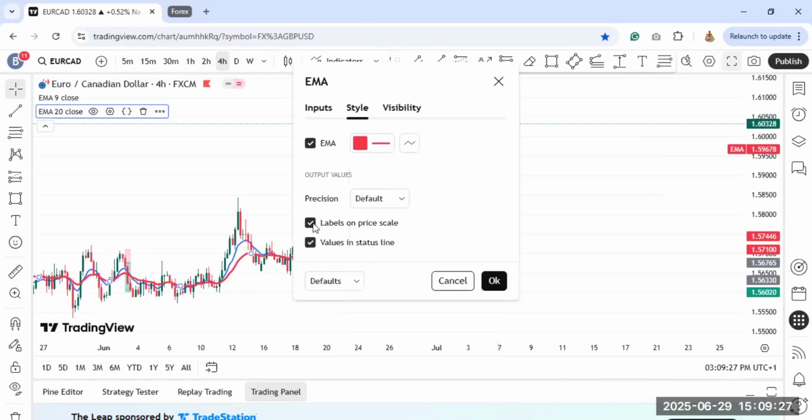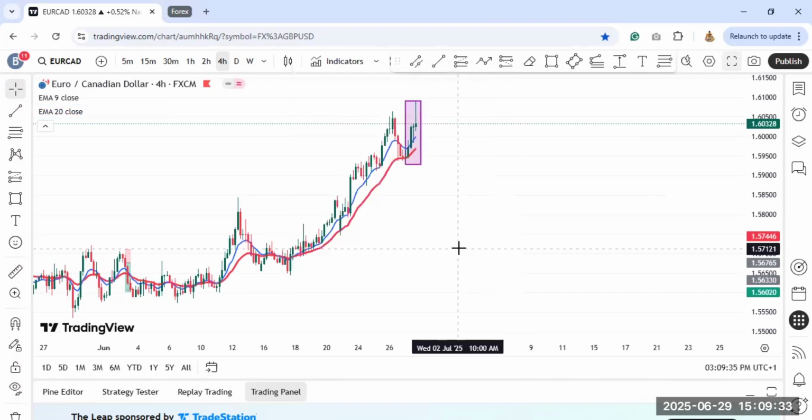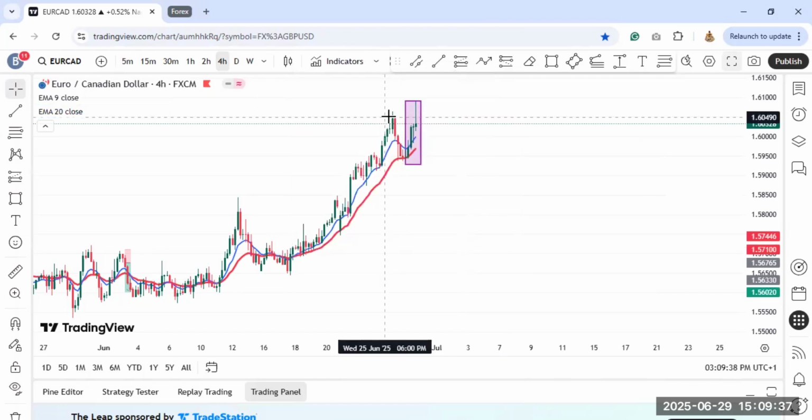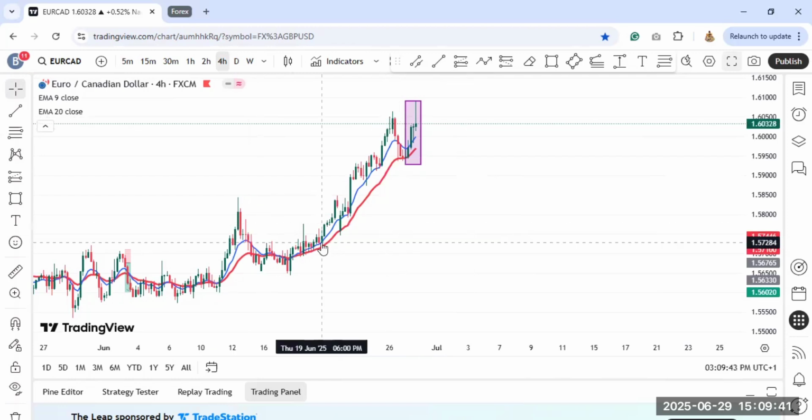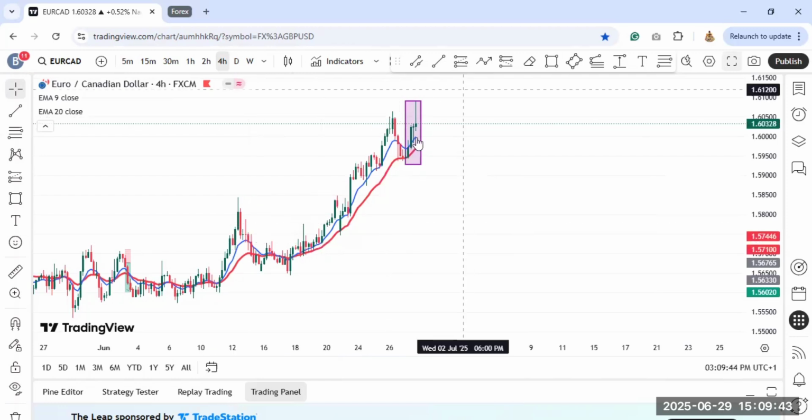I will remove these labels as well. I want my chart to be clean. So you click OK. We are now ready to go. So we have added on the 4-hour time frame our EMA, and we have also drawn our candles. Now we are going to go to a lower time frame so that we can see the trending market clearly.